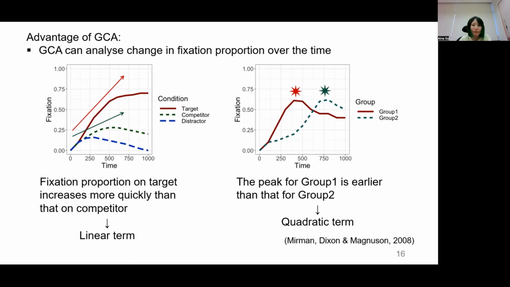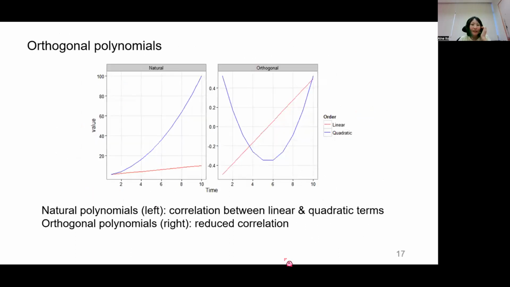Linear and quadratic terms are basically like this. So the linear term is basically 1 to 10 on the x-axis, and on the y-axis you also have 1 to 10. And the quadratic, you have a 4 here, it's 4 multiplied by 4. You have that on the quadratic terms. This is called natural polynomials. So the linear term and the quadratic terms go like this.